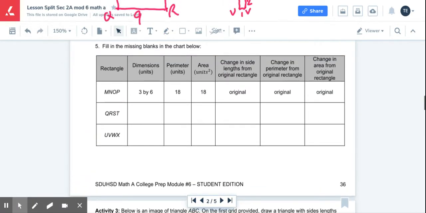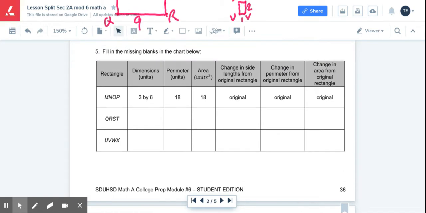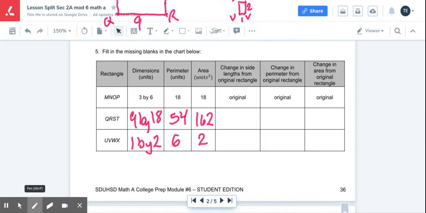Scrolling down too far. Okay, so we went from 3 by 6, and then we made 3 times as big, so 9 by 18. And then on the next one, we made it 3 times as small, so that went to 1 by 2. Perimeter, 9 plus 18 plus 9 plus 18, 54. Area, 9 times 18, 162. Okay, next one, perimeter, 1 plus 2 plus 1 plus 2, 6. Area, 1 times 2, 2. The change in length. On the first one, we made it 3 times as big. On the next one, we made it 3 times as small.